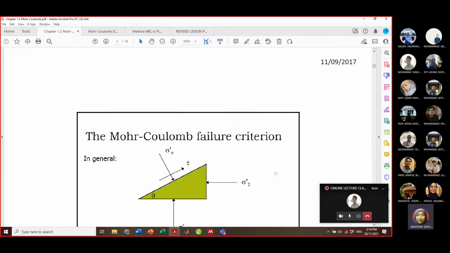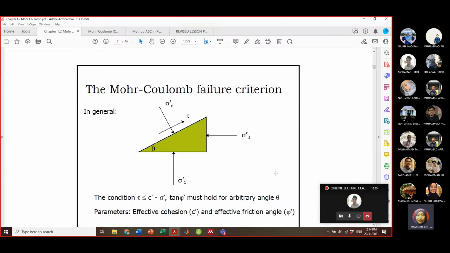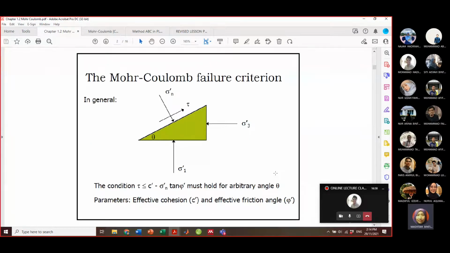And then in general, if you remember how it is derived, the shearing process: when you apply any external load on the plane or on the surface, this is the condition where the shear stress is less than or equal to the effective c minus sigma n tangent phi, which must hold for arbitrary angle theta. The theta represents the shear angle.